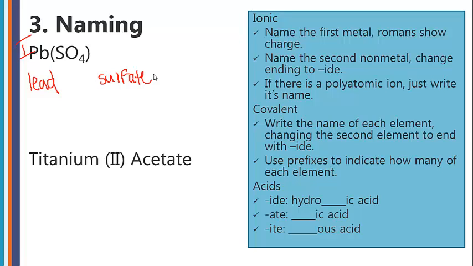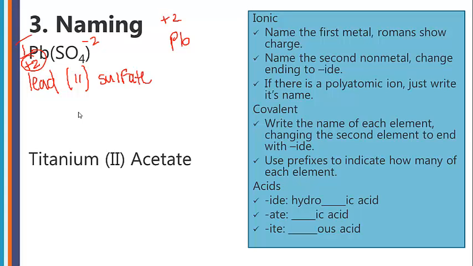Polyatomic ion, we just look up its name. So sulfate has a charge of -2, which means the positive charge to balance that must be +2. And there's only 1 lead, so the charge on that 1 lead has to be +2. So this is lead 2 sulfate.